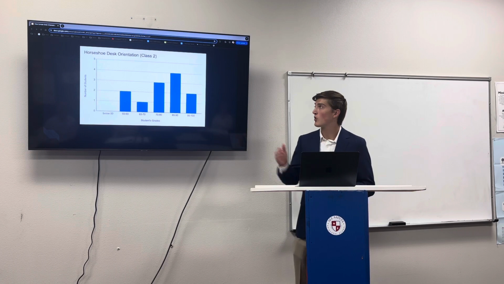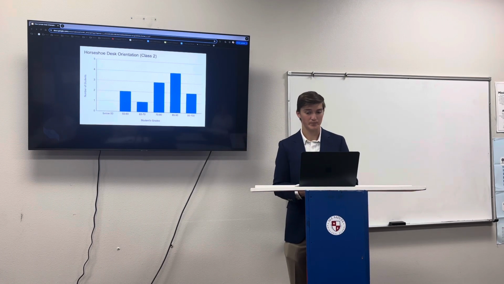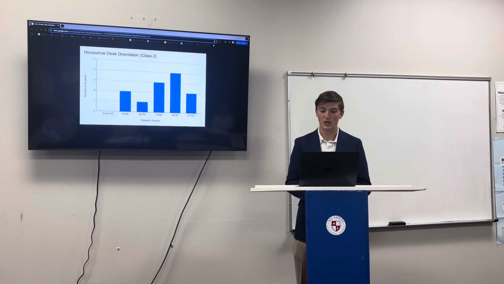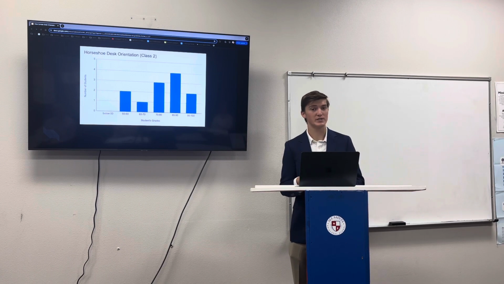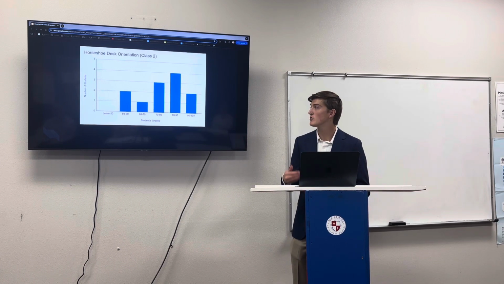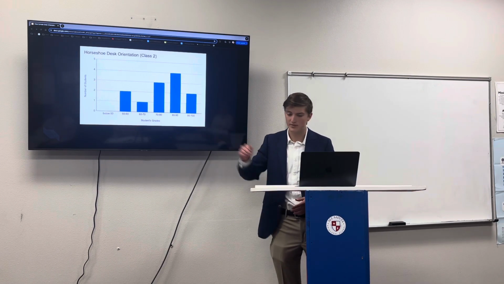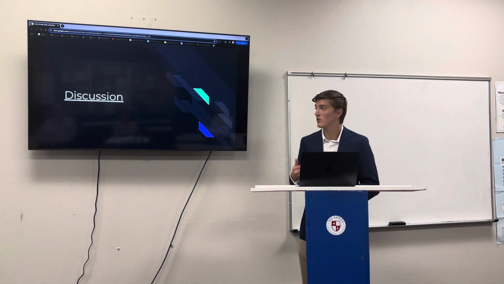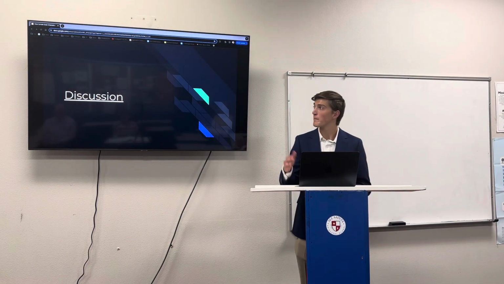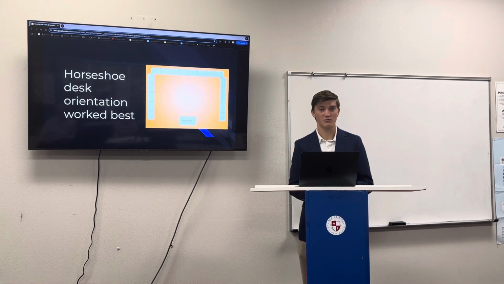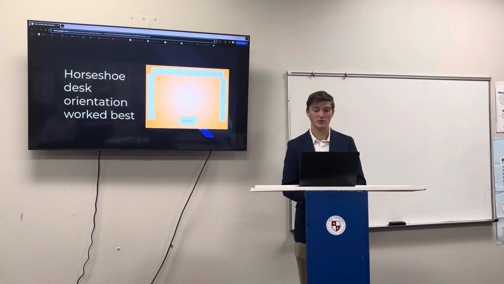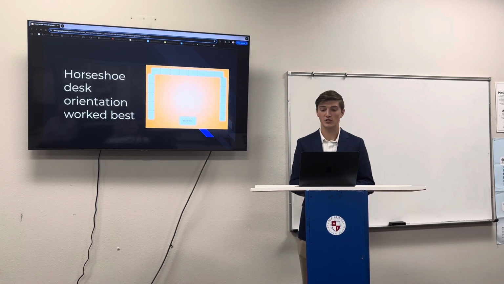Finally, this graph is for the horseshoe desk orientation for Class 2. The class average for Class 2 in this desk orientation was a score of 77.5, with most students scoring in the 80 to 90 bin. The outcome of this data showed that the horseshoe desk orientation worked the best. This data shows how out of all the desk orientations tested, the students in both classes should learn under the horseshoe desk orientation.